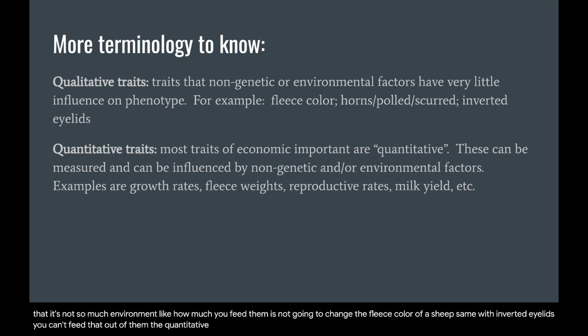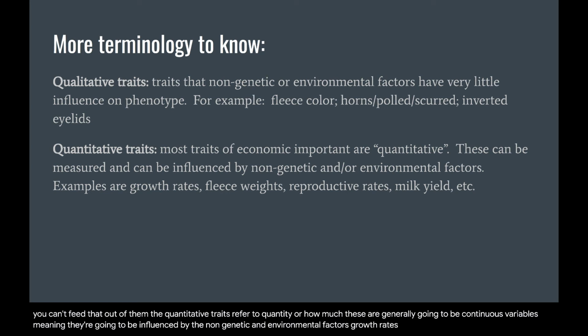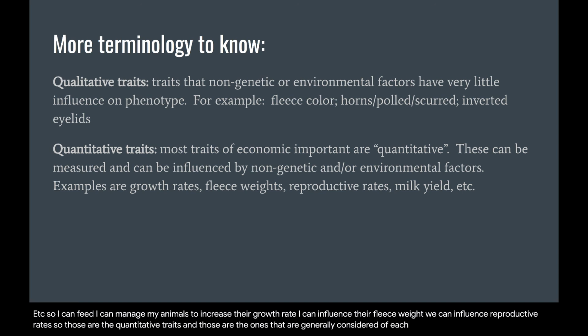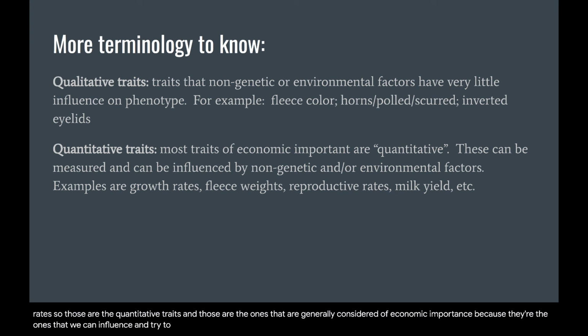The quantitative traits refer to quantity, or how much. These are generally going to be continuous variables, meaning they're going to be influenced by the non-genetic and environmental factors. Growth rates, fleece weights, reproductive rates, etc. So I can manage my animals to increase their growth rate. I can influence their fleece weight. We can influence reproductive rates. So those are the quantitative traits, and those are the ones that are generally considered of economic importance because they're the ones that we can influence and try to maximize, or actually probably optimize, our flock's traits.